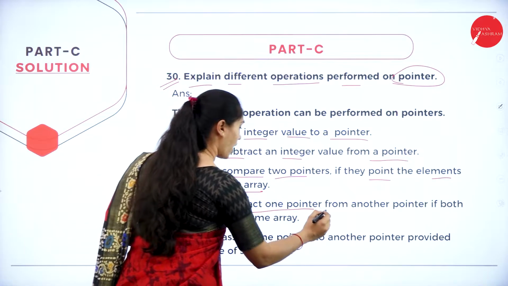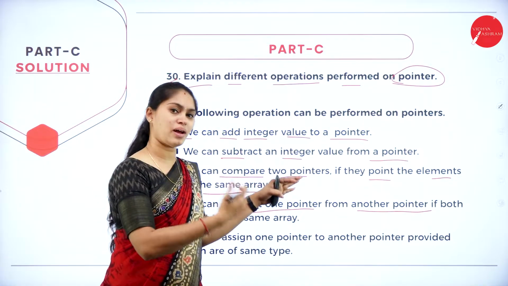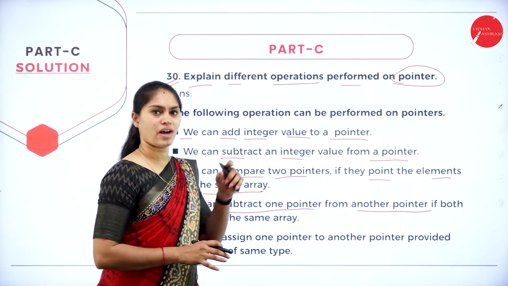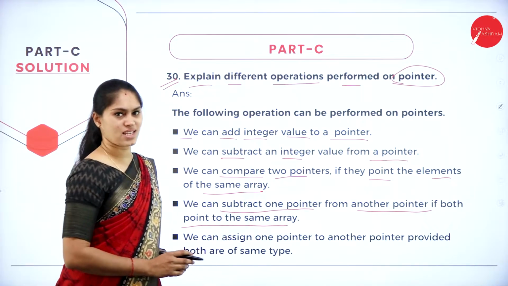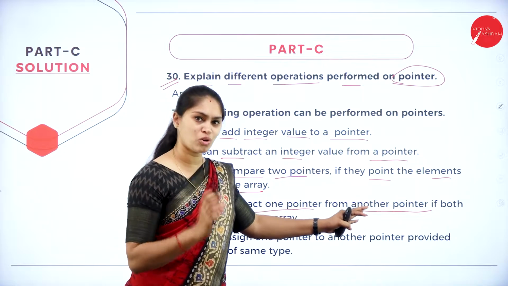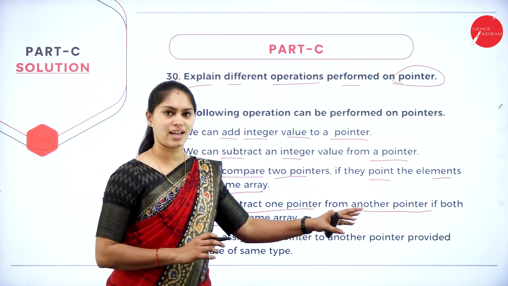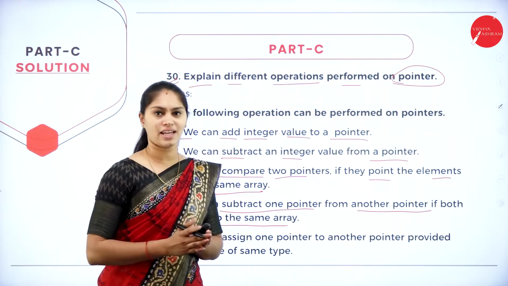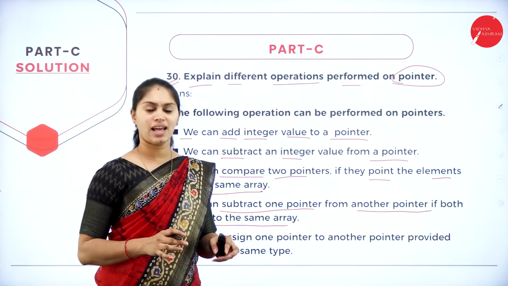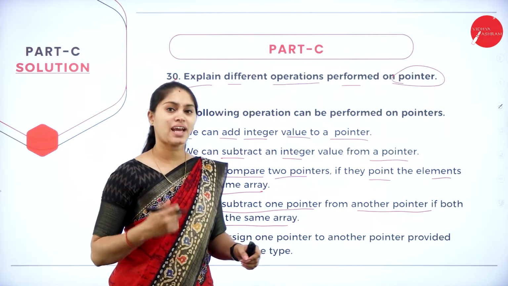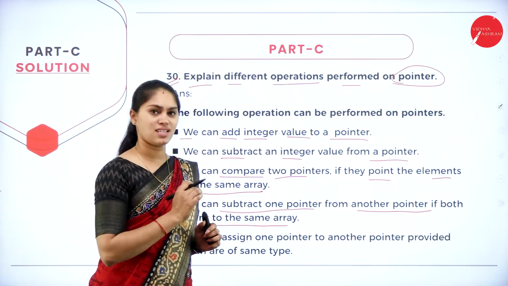We can subtract one pointer from another pointer. Here I have subtracted the integer value from the pointer, and I can also subtract one pointer from another pointer only when the elements point to the same array. If both the pointers are pointing to the same array, then only it will be possible. If one pointer belongs to one array and another pointer belongs to another array, then we can't make the subtraction. So subtraction of one pointer from another pointer can happen only if both pointers are pointing to the same array.